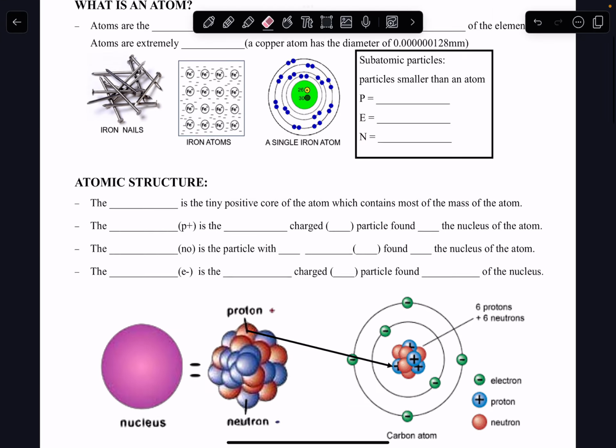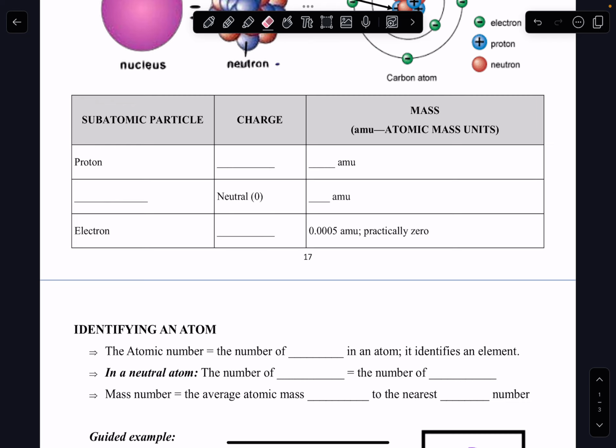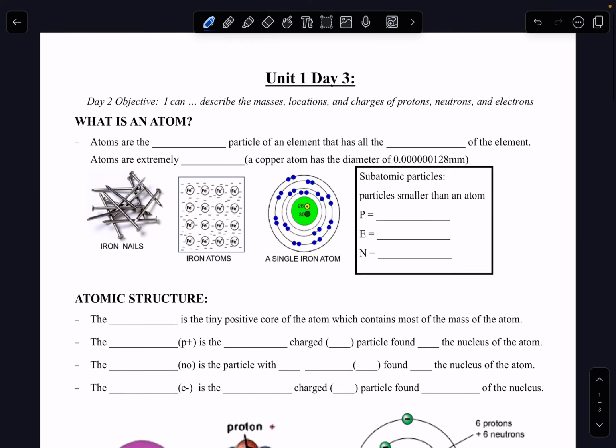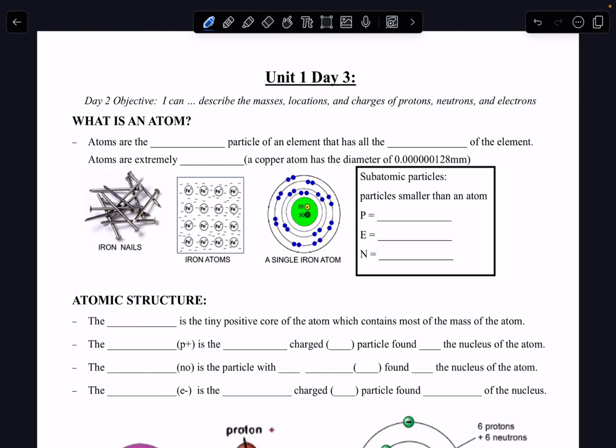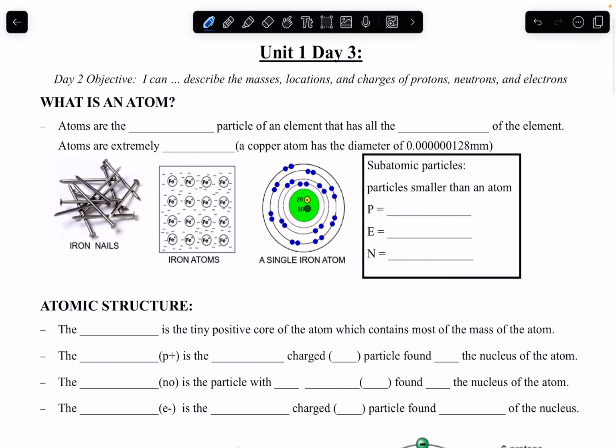All right, so turn to page 17 in your booklet. Pause if you need to. So we're going to go over atomic structure. This is how your atoms are set up. This is stuff you should probably already know, but if you don't, that's okay. All right, so atoms are going to be the smallest particle of an element that has all those properties of the element.